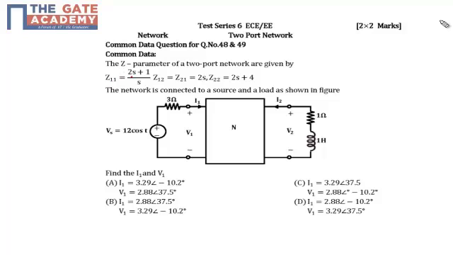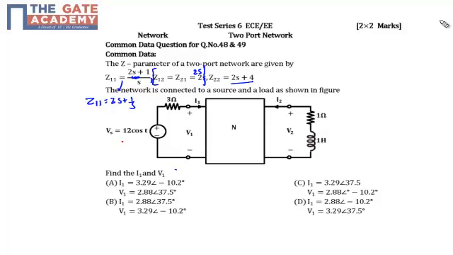In this question, Z11 is given as, a slight misprint, I will rewrite it: Z11 is given as 2s + 1/s, and s. Again Z12 is equal to Z21, which is equal to 2s, and Z22 is 2s + 4. So here is the value of the Z parameters of the given network, and in the first problem we need to find the input current I1 and the input voltage V1.